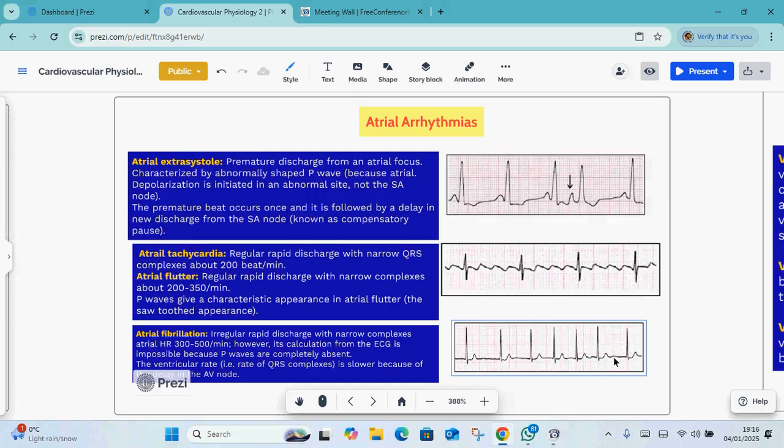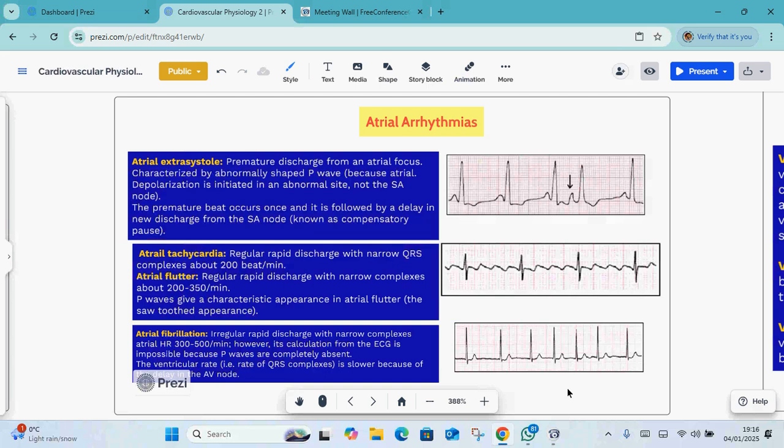And if there are no P waves but the ECG is regular, this is called nodal rhythm. But if there are no P waves and the ECG is irregular, this is called atrial fibrillation. I want somebody to repeat that: extrasystole, atrial flutter, and atrial fibrillation.